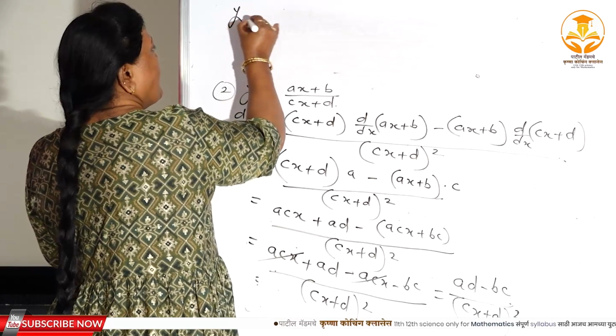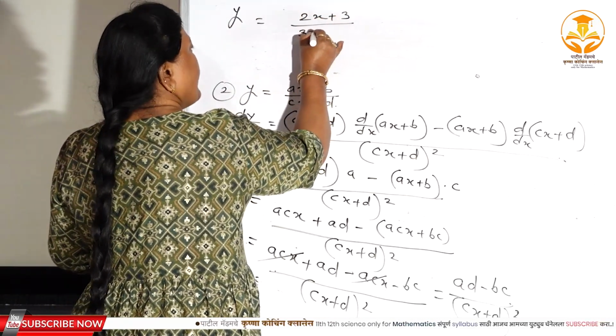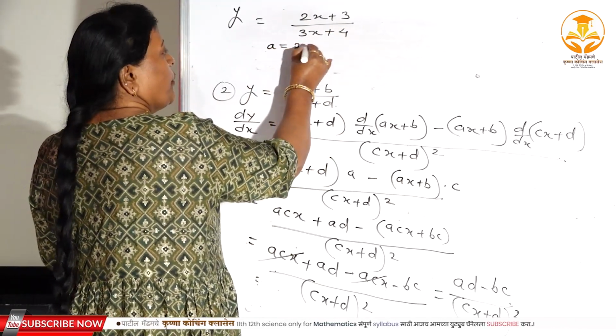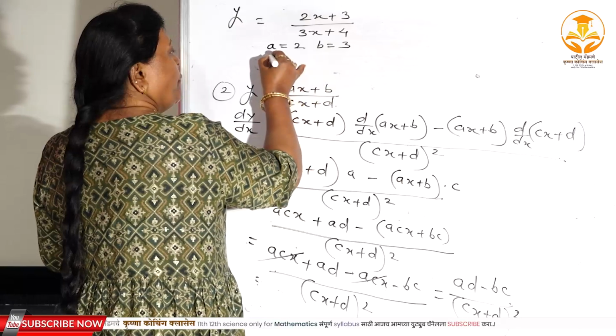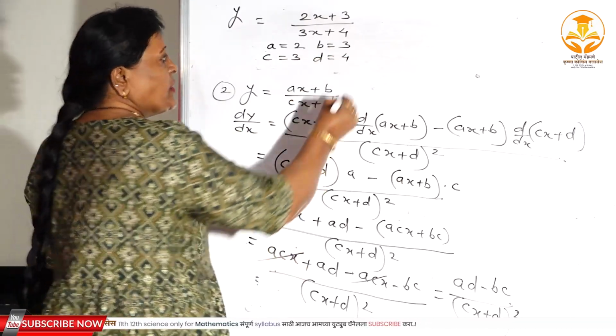Suppose y is equal to (2x plus 3) divided by (3x plus 4). Now here what is a? 2. What is b? 3. What is c? 3. What is d? 4.